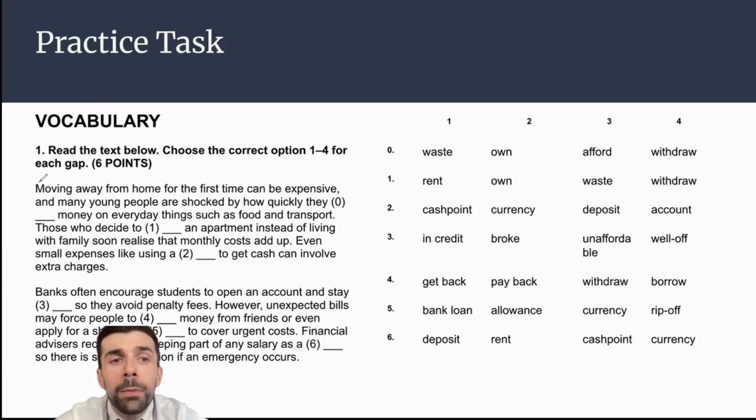So let's see. Moving away from home for the first time can be expensive, and many young people are shocked at how quickly they waste money on everyday things such as food and transport. Withdraw doesn't work because that's only from an ATM. Afford isn't about money, and own isn't, we're not talking about our things and our possessions, so we're going to stick with answer number 1, which is waste. Take about 6 minutes, work on your own, and complete the other questions.